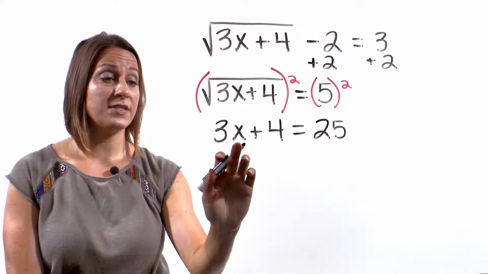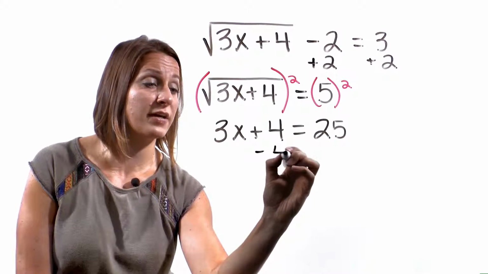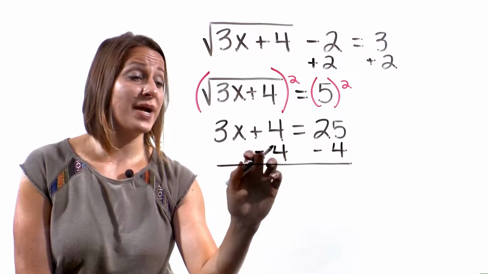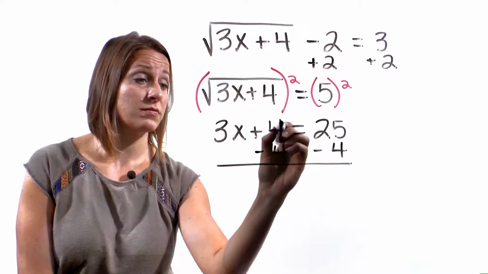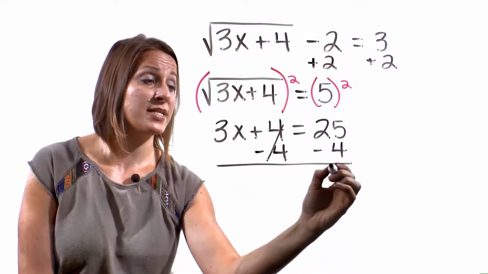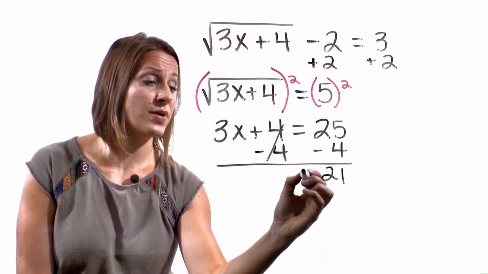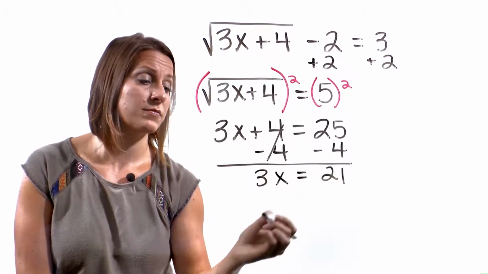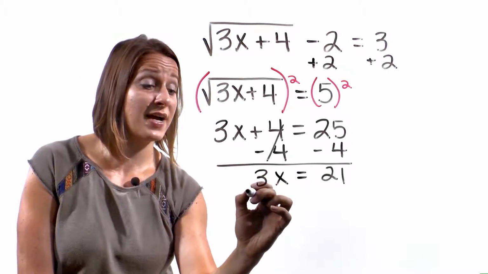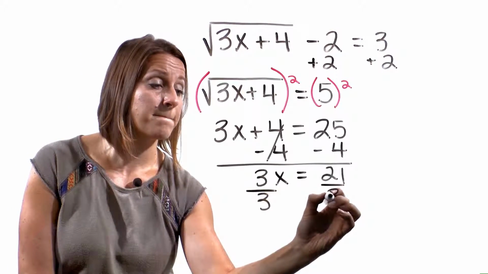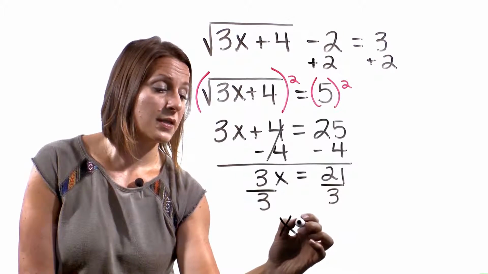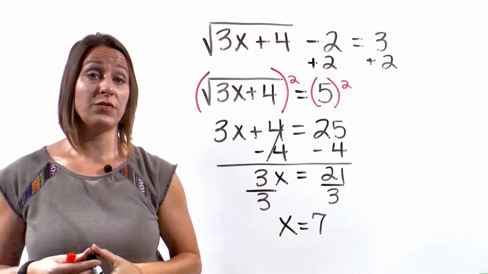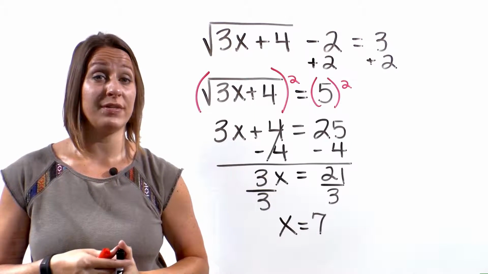Next, in order to solve for x, we'll first subtract 4 from both sides. 4 minus 4 cancels. 25 minus 4 is 21. And then we're going to bring down our 3x. Next, we need to divide both sides by 3 to get x equals 7. So your final answer for this problem is x equals 7.